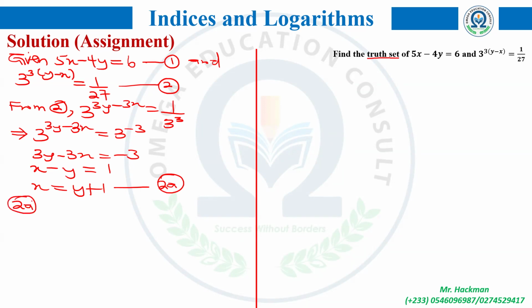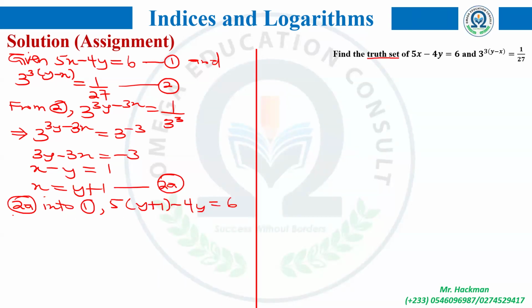Okay, so now what do we write? 2a into our first equation, which is 1, comma. Now what do we do? Wherever there is x in equation 1, it is what? y plus 1. So I will put in bracket y plus 1, and then minus 4y should be equal to 6.